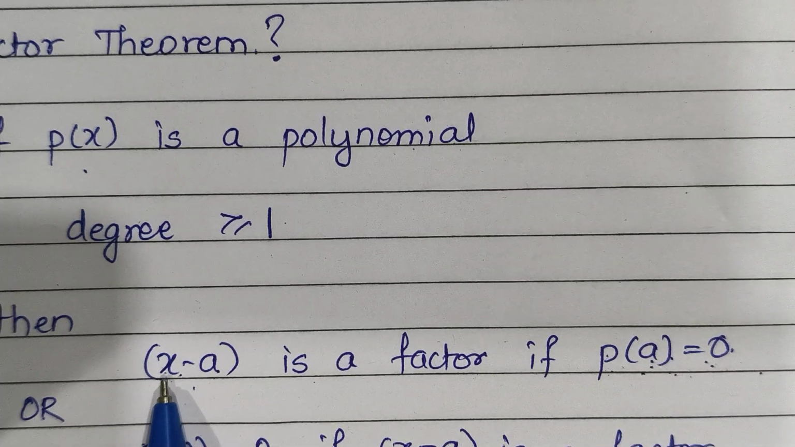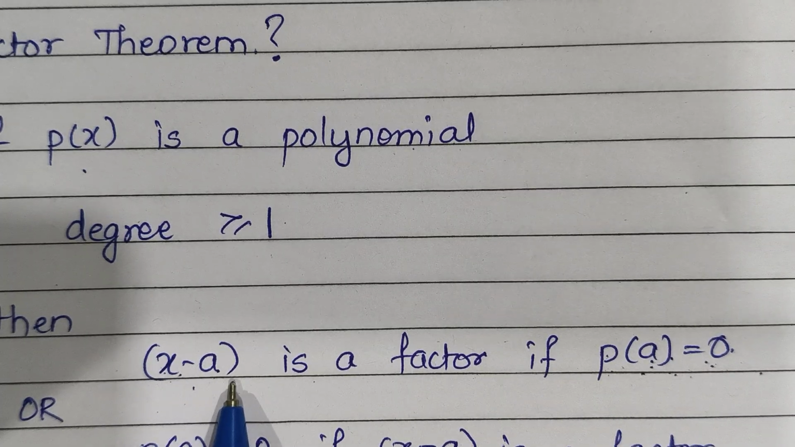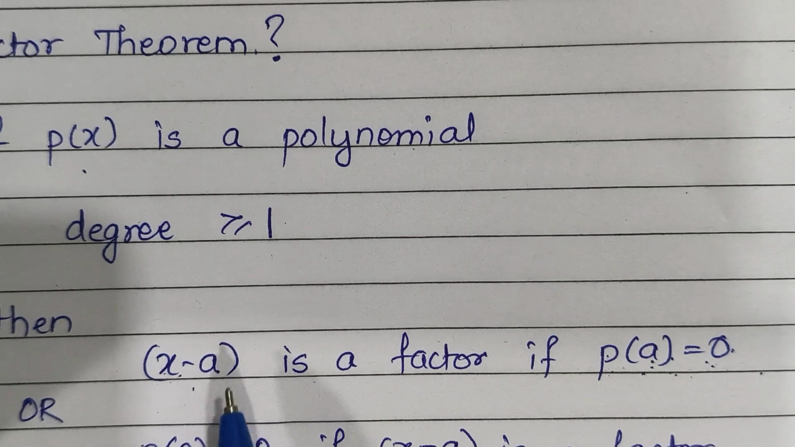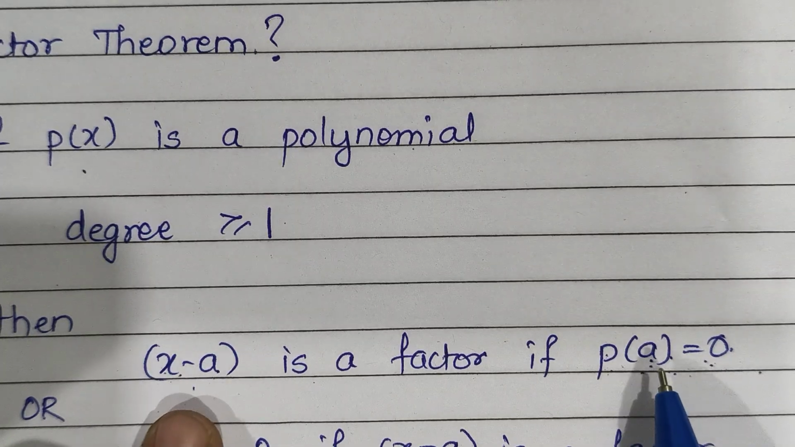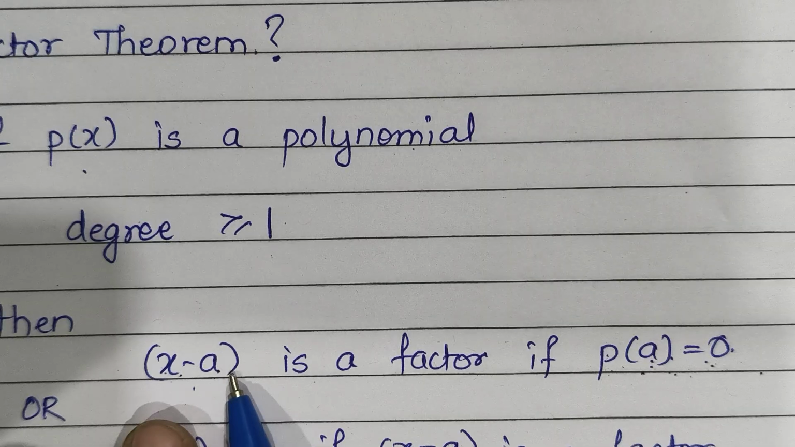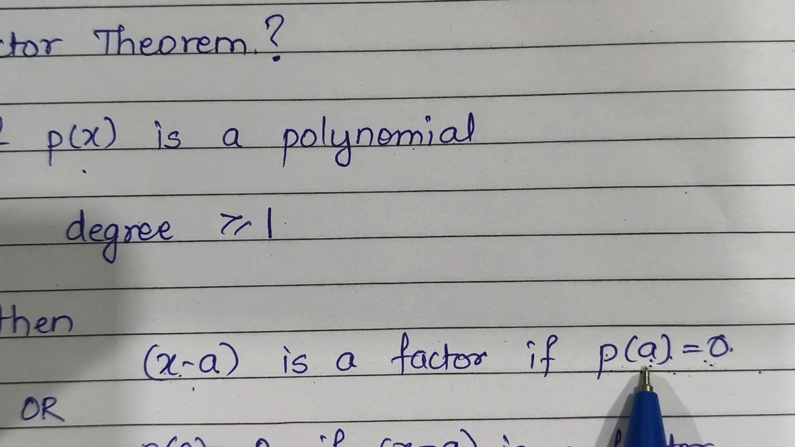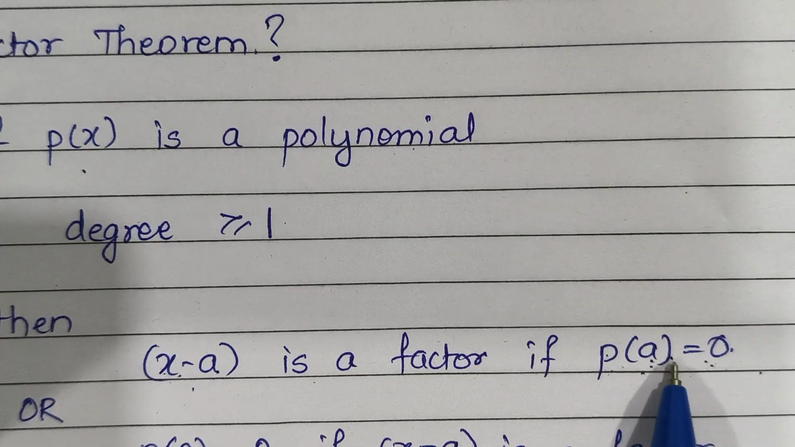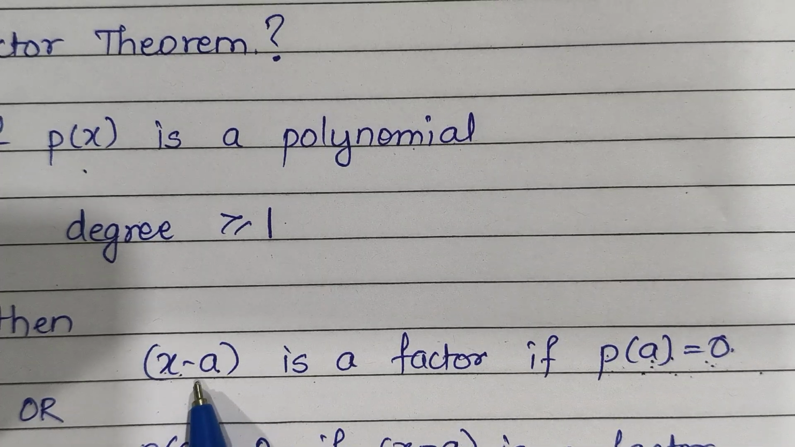That means I can say x minus a is a factor when I substitute the value a in place of x. Now observe the difference here. The factor is x minus a, but we substitute a. So negative becomes positive, and if it is positive here like x plus a, then we substitute negative value here, that is p of minus a. So when I get p of a 0, I can say that x minus a is a factor.